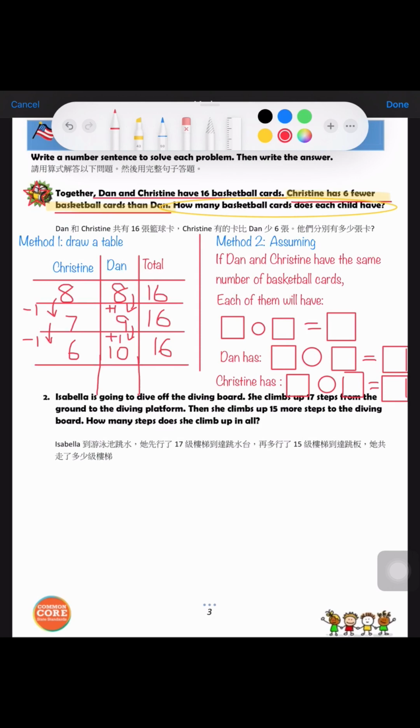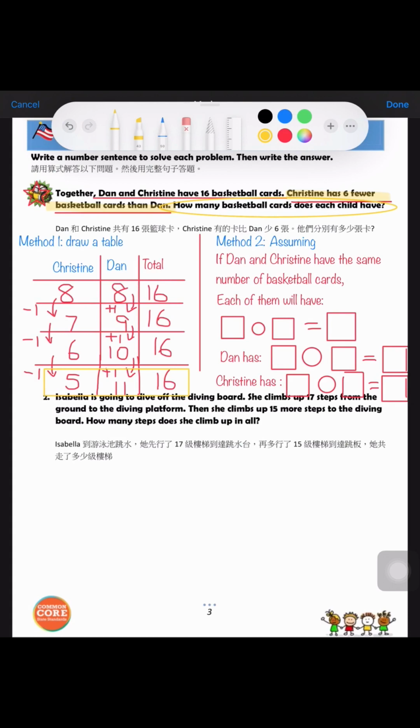Now let's add 1 more to Dan and subtract 1 more from Christine. We have 11 minus 5, which equals to 6. So Dan has 11 cards and Christine has 5 cards.